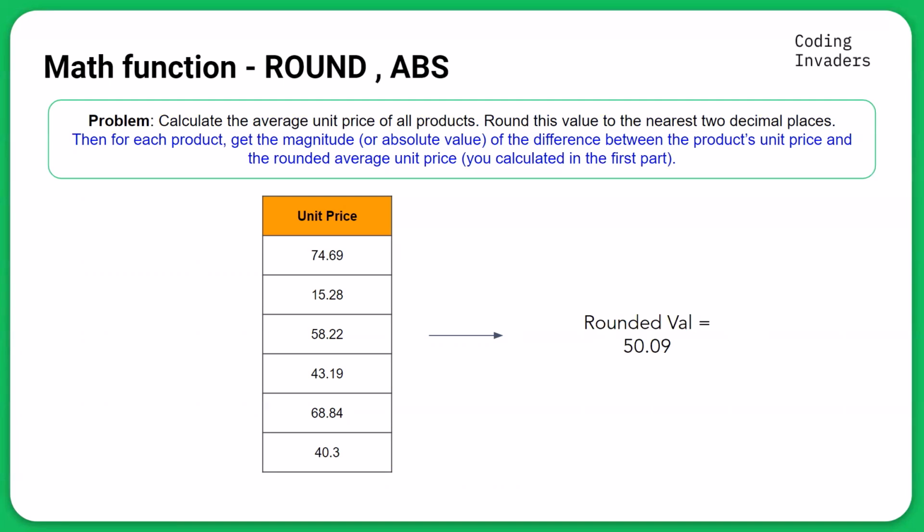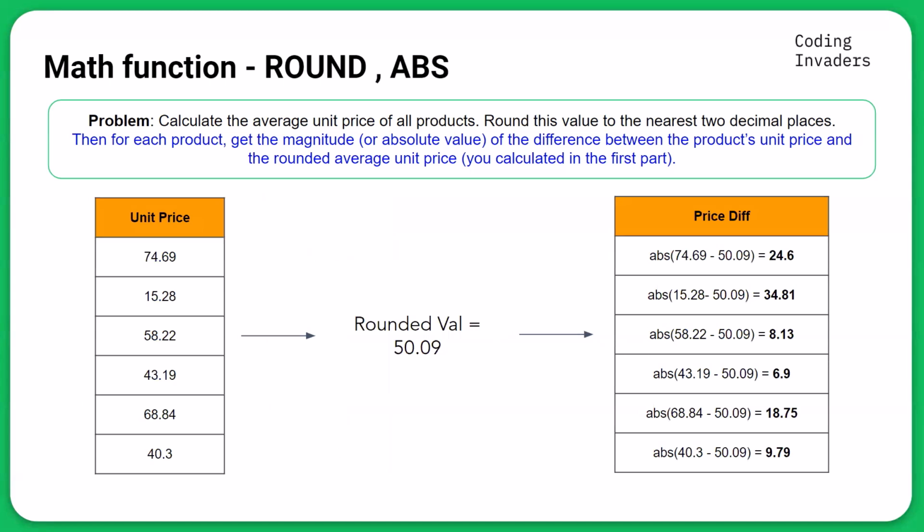Okay, here we have the output. In this output, we see that we are subtracting the unit price, that is 74.69, minus the average value which we found, rounded to 2 decimal places, that is 50.09. So in the first record, when we subtract 74 minus 50, we get 24.6.